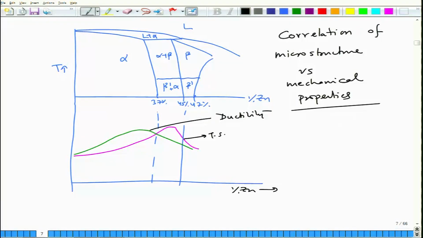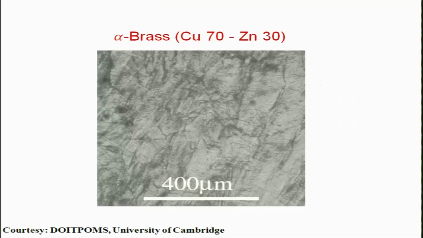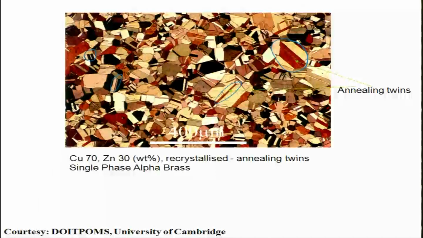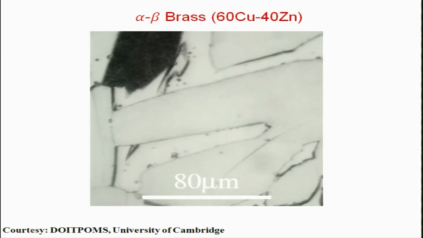Similarly, just like you have in the brass system, this is again an image of alpha brass 70-30. So this is recrystallized, this is not recrystallized. As a result, you don't see the annealing twins.